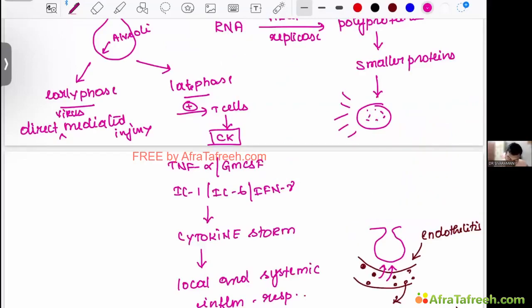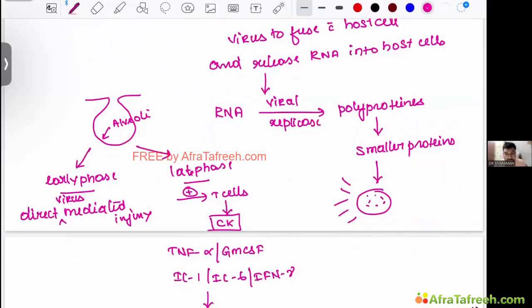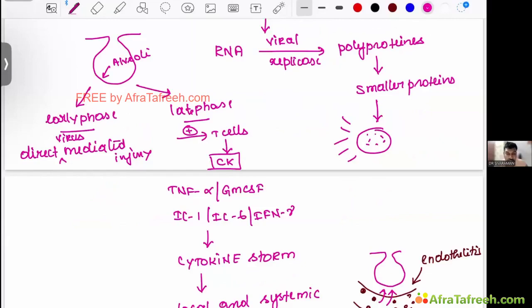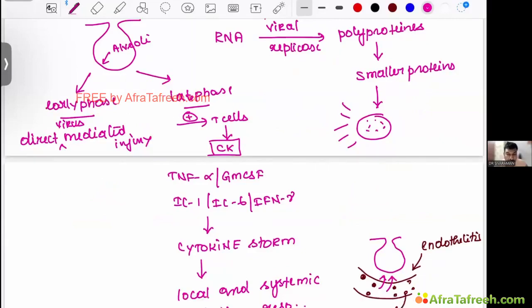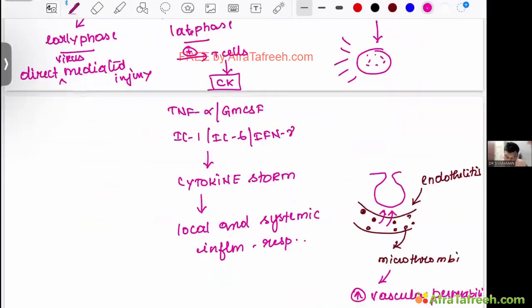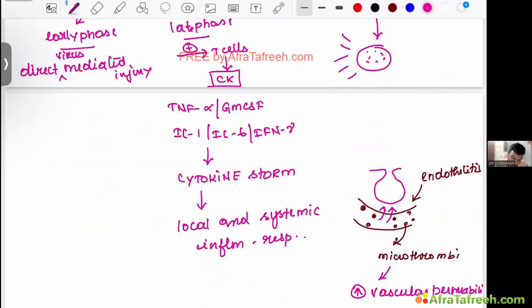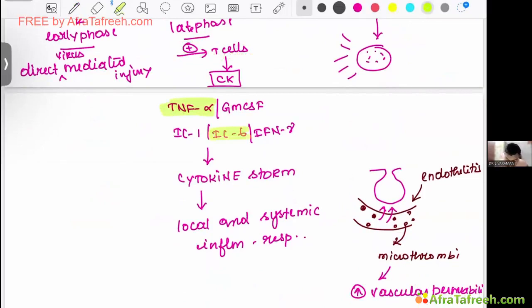So here there is an early phase with direct virus mediated injury, and only in the late phase your patient is going to have involvement of all the cytokines, which is called your very important cytokine storm. The cytokine storm is the one which is responsible for worsening of the patient condition. That is a very important thing to know.